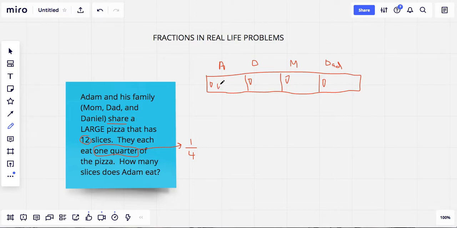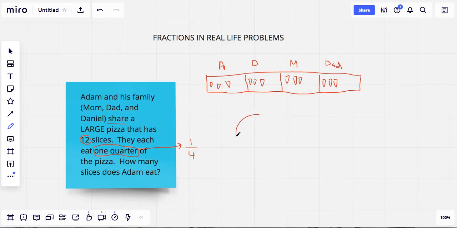So 4 slices, 5, 6, 7, 8, 9, 10, 11, and 12 slices. Okay, so there are my 12 slices. I'm going to stop right there because I've got every slice. And because I've divided this whole piece here into 4 sections or quarters, I know that he has had 3 pieces. So if you want to see it, maybe you're sitting there going, why didn't he make a pizza?